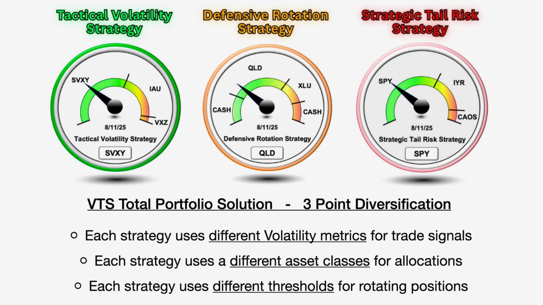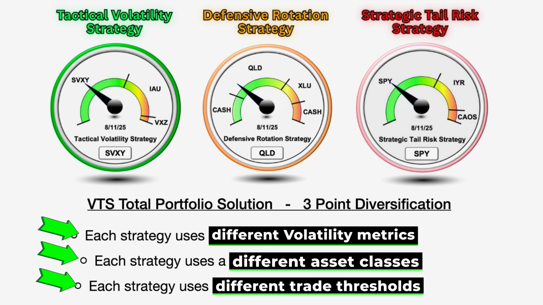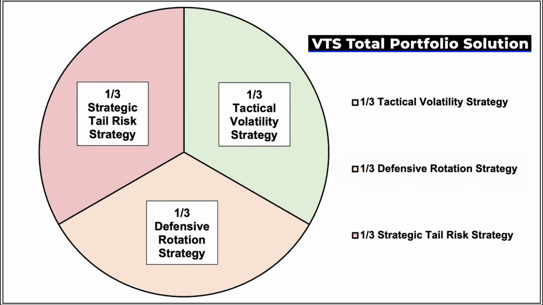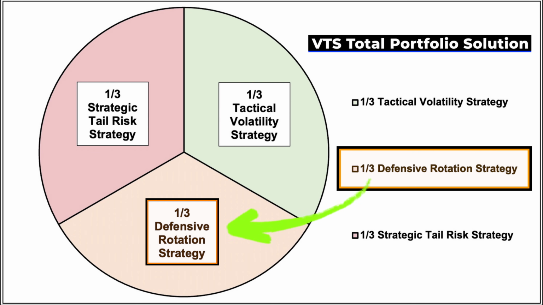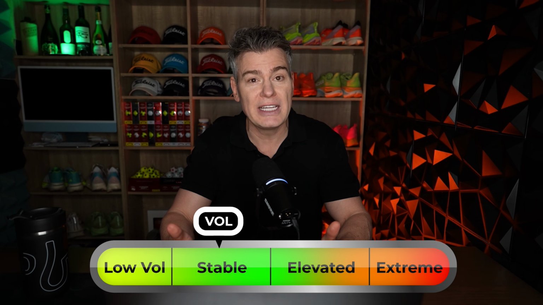So my total portfolio solution is currently 3 independent tactical strategies, all with their own volatility metrics, asset classes, and threshold levels, so they all work together to produce our market-crushing return. The defensive rotation strategy that I'm showing you today is 1/3 of that portfolio. It's a tactical rotation strategy, which means it's rules-based and it's going to be allocating to different asset classes depending on the current market environment.